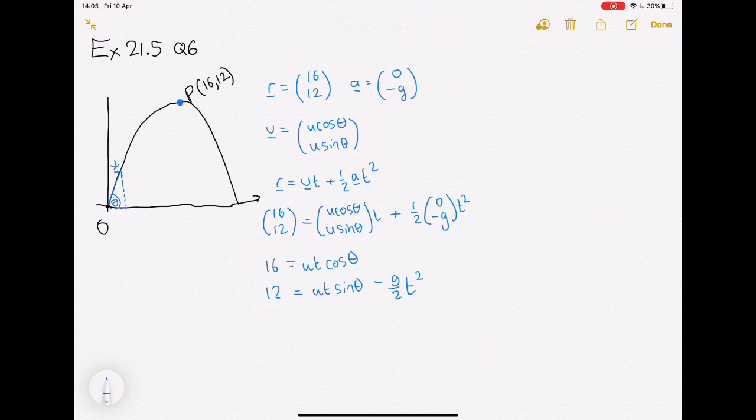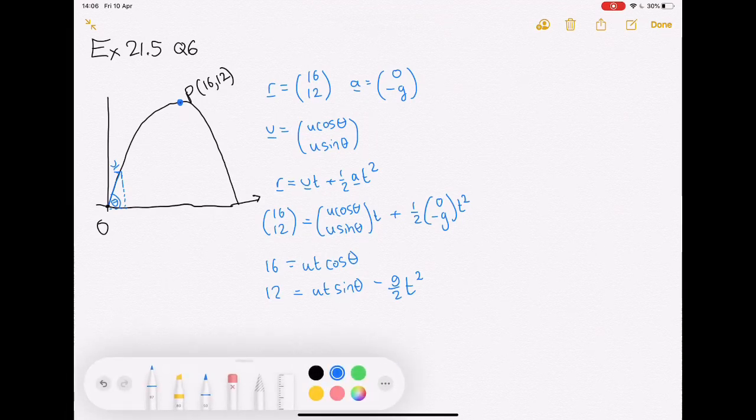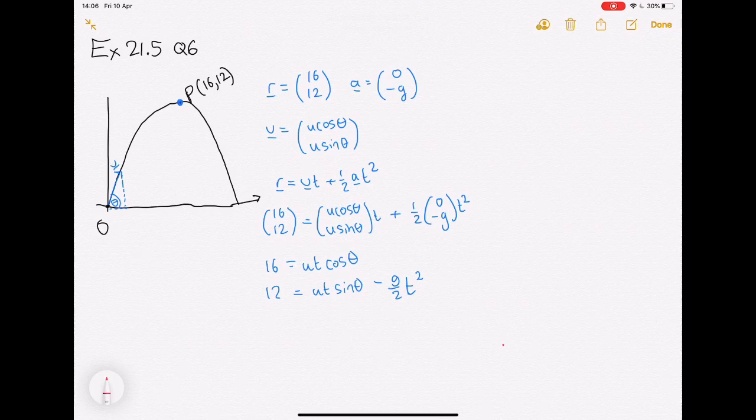But the problem with this is we have three unknowns: u, t, and theta, and we only have two equations, so we need some more equations from somewhere. We're going to use the fact that P is the maximum point. At that point, it only has velocity in the horizontal direction. If we take the velocity at P to be v, the horizontal component of velocity is still u cos theta, because there is no force acting horizontally, so it remains constant. And the vertical component of velocity is 0.